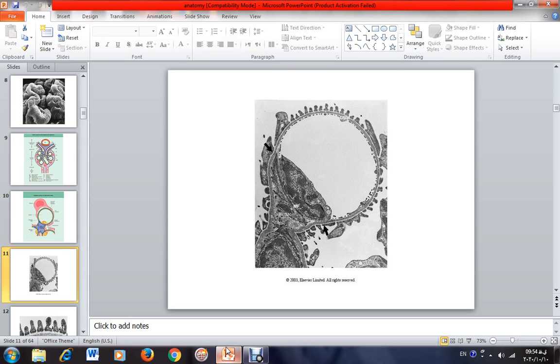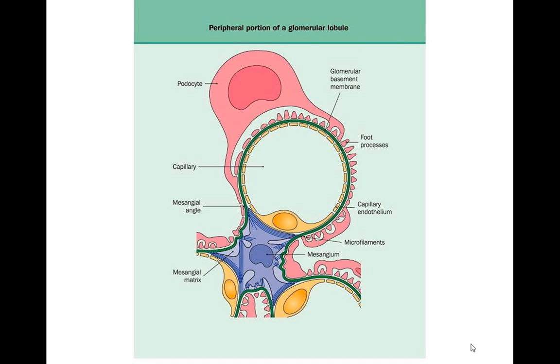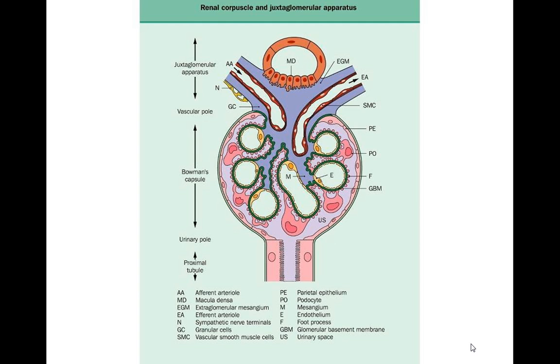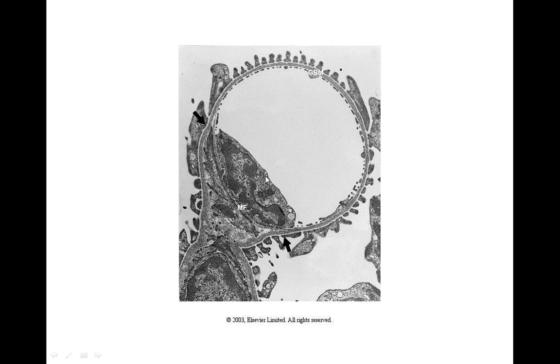Today I want to continue my discussion about the structure of the glomerulus. In the previous session you saw a schematic representation of the glomerulus here and one of its capillary loops here. This is a real picture of a capillary loop under the electron microscope.